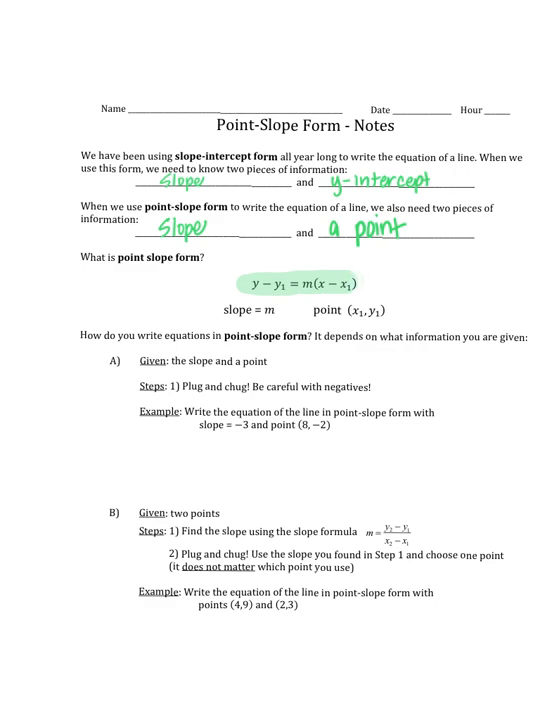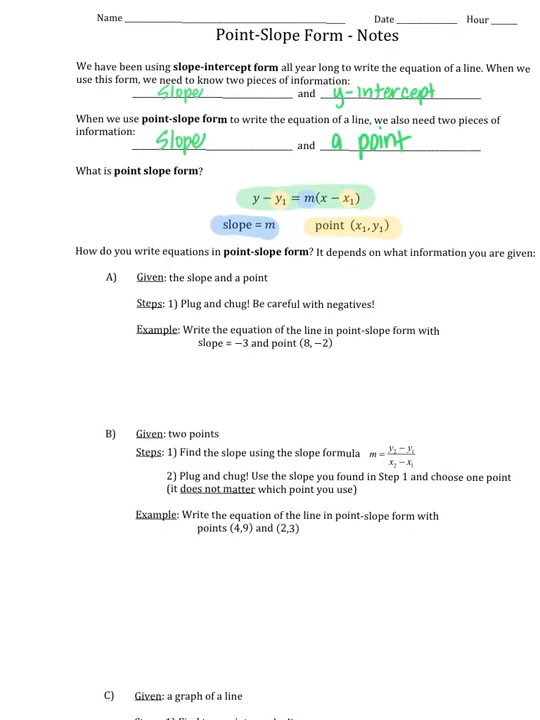Point slope form is just this: y minus y1 equals m times x minus x1, where again m is the slope. We already know the slope. M is our slope, and x1, y1 are the points that we're given. X1 and y1 is the point that we're given.